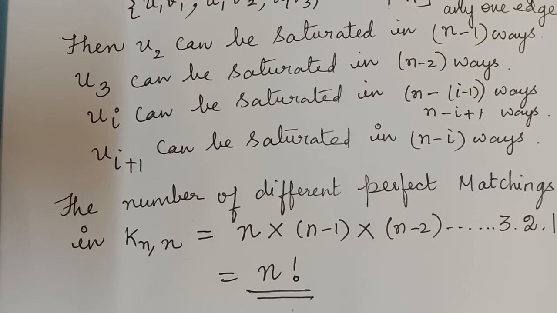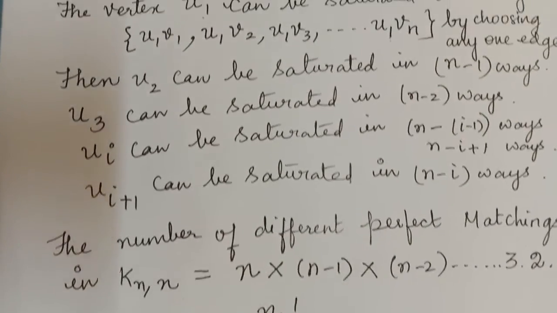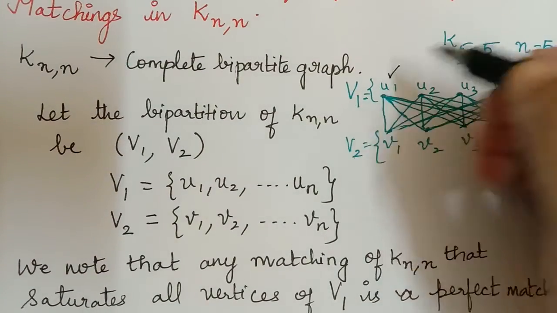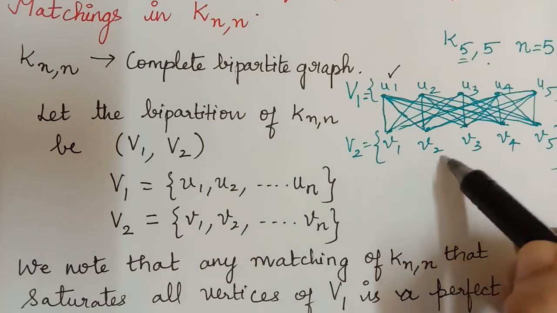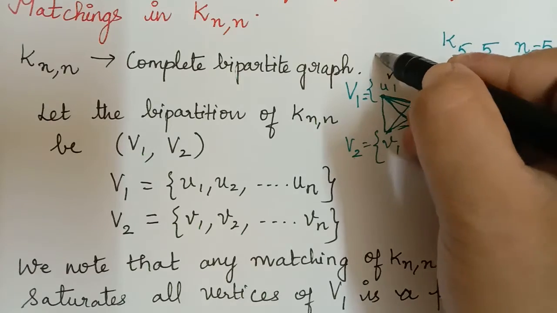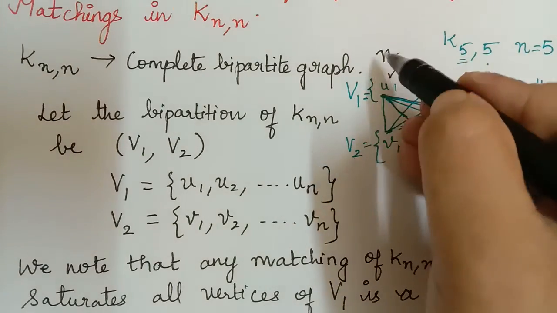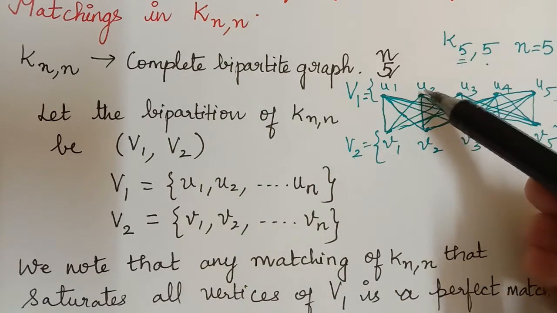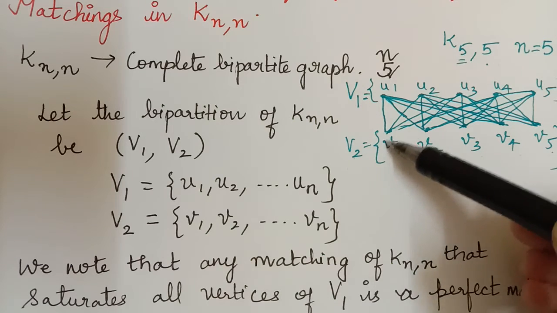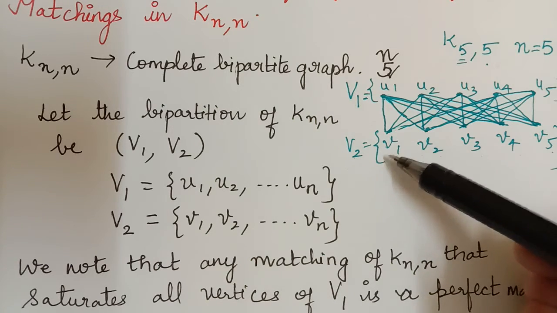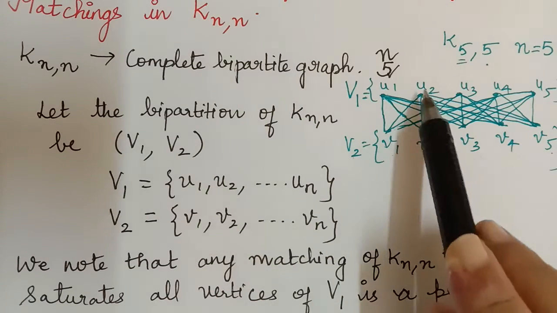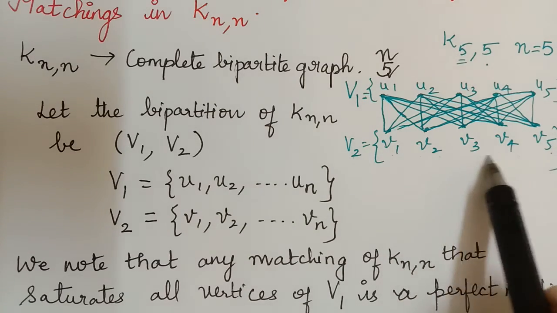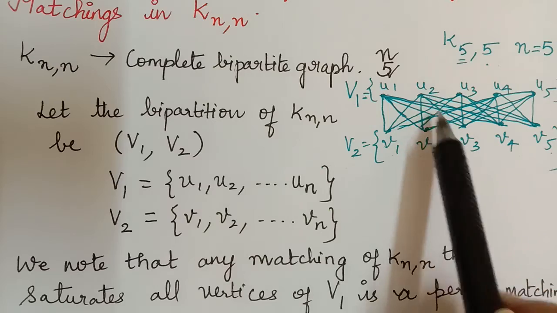So we can check this with the help of the example that we have considered, K5 comma 5. So the vertex u1 can be saturated with how many vertices? There are n vertices in the other set, so it can be saturated with n vertices. Here n is equal to 5, so this can be saturated with 5 vertices. Now u2, if we take, already the vertex v1 which is adjacent to u1 has to be left behind. So after leaving it, the remaining vertices that it is adjacent to are v2, v3, v4, v5. So these 4 vertices can be used.